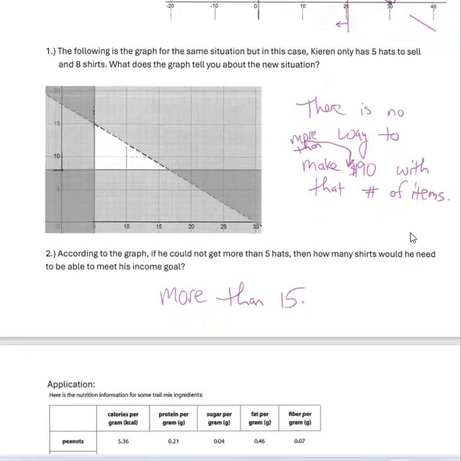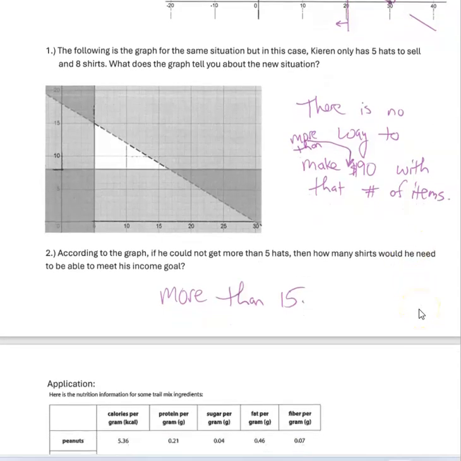The next one here was talking about this graph. On your paper copy, I went over and actually drew arrows in to show which direction everything was being shaded in. That horizontal line is being shaded down, the vertical line is shaded to the left, and then the dotted line is shaded above. So this is going to be the same thing. The only issue is now she only has 5 hats to sell and 8 shirts to sell. What does the graph tell you about this situation?